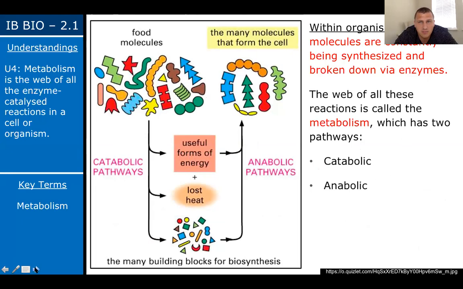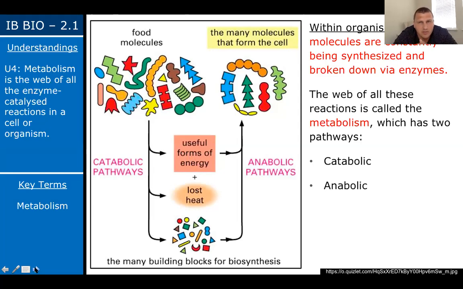organisms constantly make and break down molecules. So let's quickly talk about that. Metabolism is a web of all reactions in our body. All the chemical reactions that happen in our body, every single one, are called metabolism.